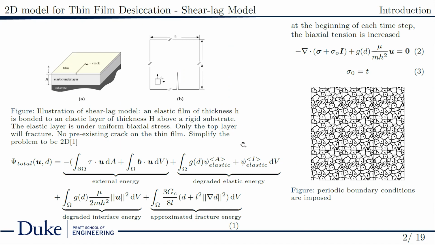The total energy of the system consists of the external energy, the degraded elastic energy, the degraded interface energy, and the approximated fracture energy. In our simulation, we increase the eigenstress at the same rate as time. Periodic boundary condition is applied so that the result of a small piece can be put together to form a large picture.